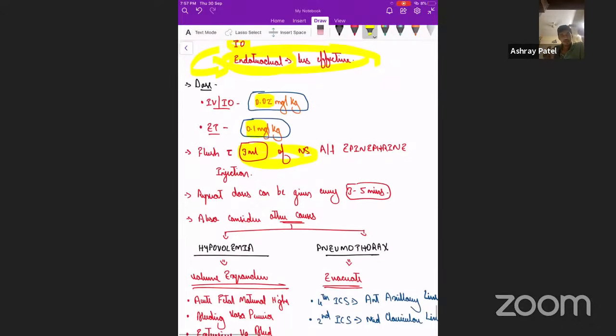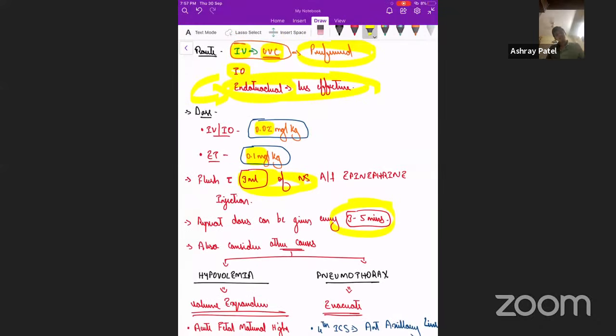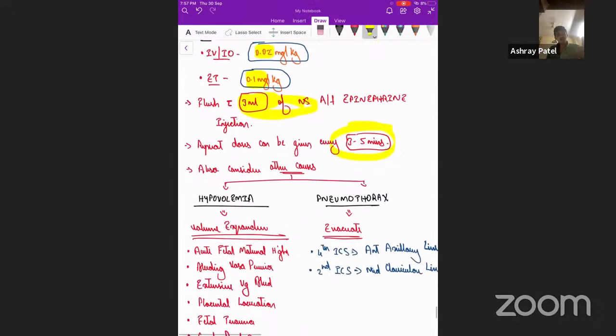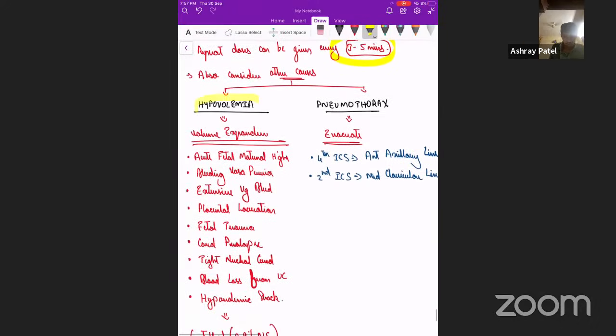When to repeat the second dose? After 3 to 5 minutes. Every 3 to 5 minutes, we can repeat the dose of epinephrine. So we have given epinephrine, and we are still continuing positive pressure ventilation even at the end of 3 to 5 minutes. If we are not able to achieve a heart rate above 60 beats per minute, we might have to consider other alternative causes as well, like hypovolemia or pneumothorax.